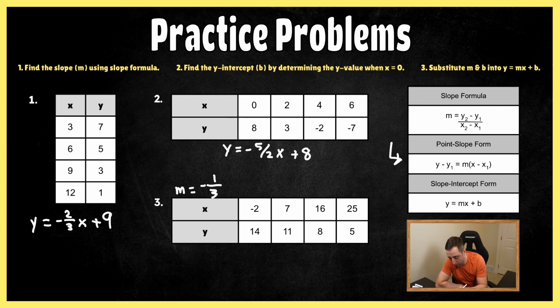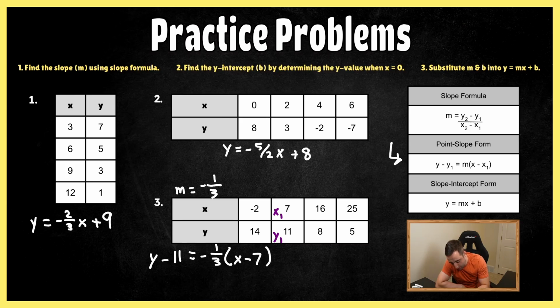So let's pick one ordered pair. Again, I don't want to pick the negative ones just because it makes it a little bit easier. So I'm just going to pick 7, 11 for our ordered pair. So x1, y1. And let's go ahead and plug that into point slope form. So we have y minus y1, which is 11, equals negative 1/3 x minus 7.